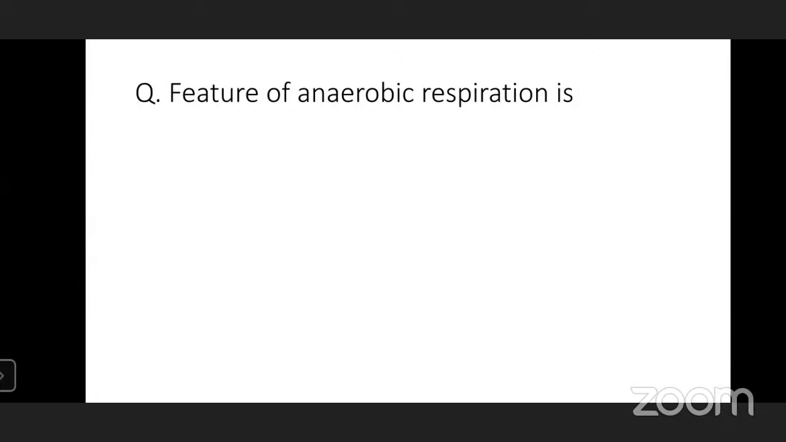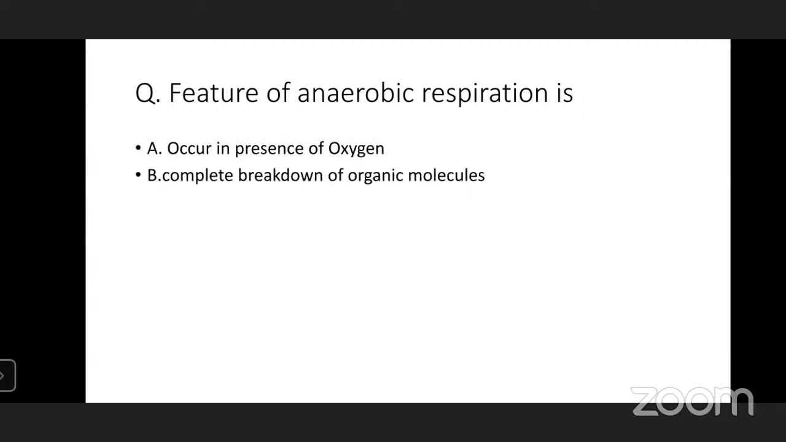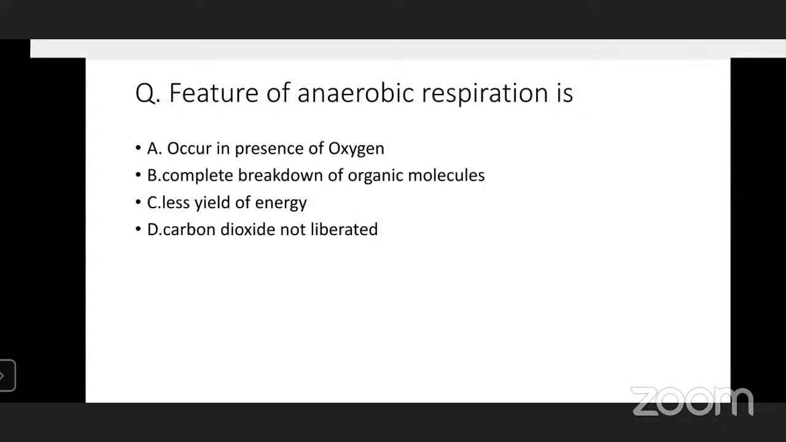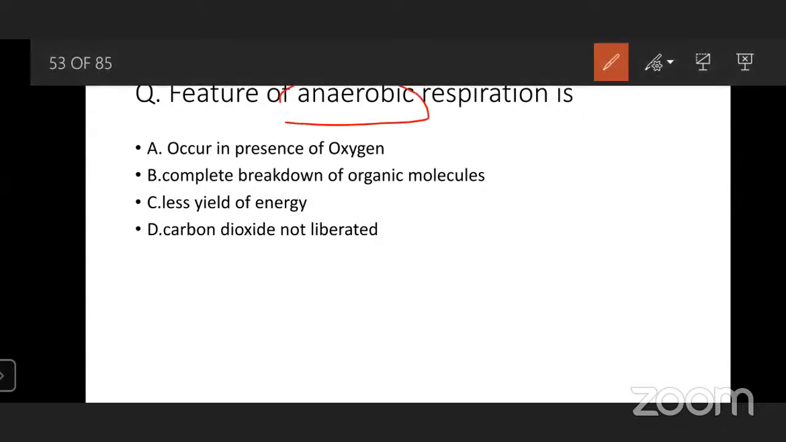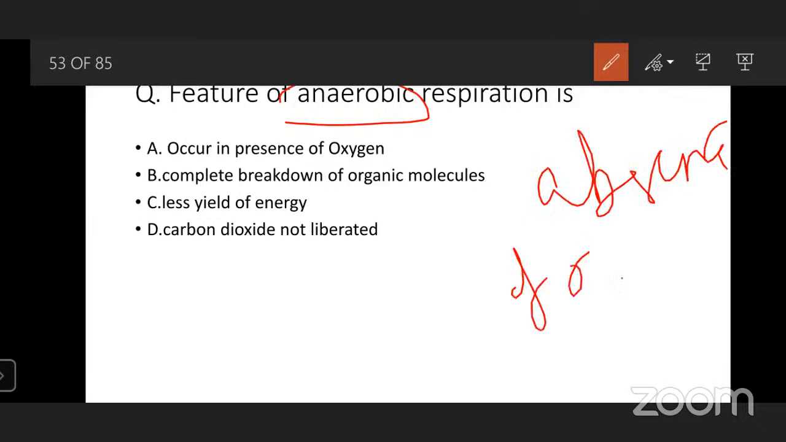Next question: what are the features of anaerobic respiration? Occurs in the presence of oxygen, complete breakdown of organic molecules takes place, less yield of energy, or carbon dioxide is not liberated. What is anaerobic respiration? It takes place in the absence of oxygen. So the first option cannot be correct because it says it is in the presence of oxygen. That is the wrong statement. Next, complete breakdown of organic molecules will take place.